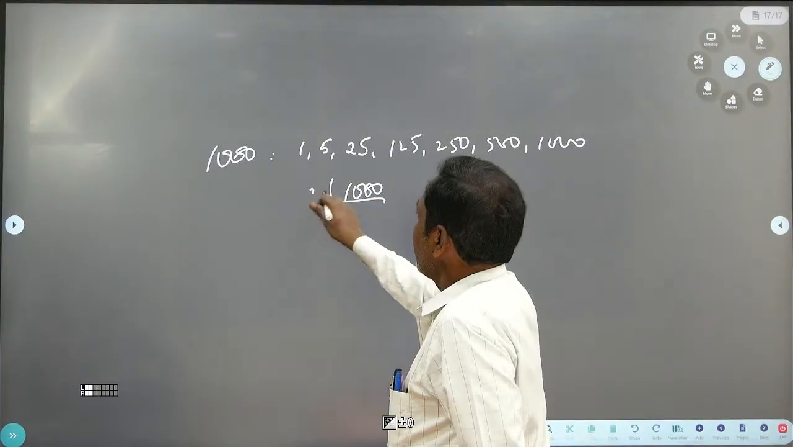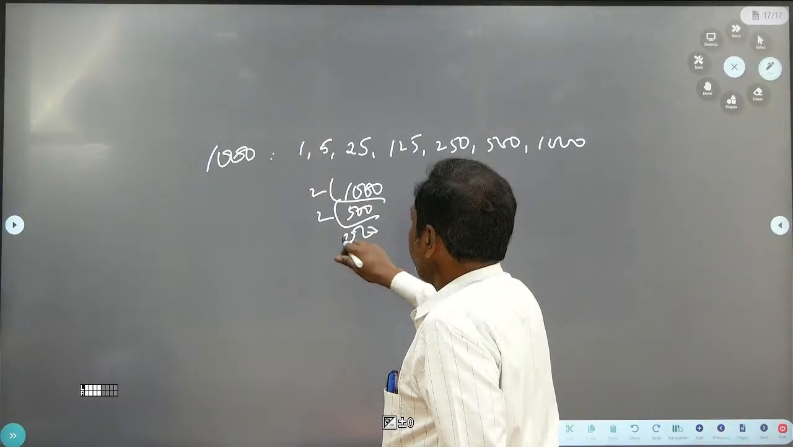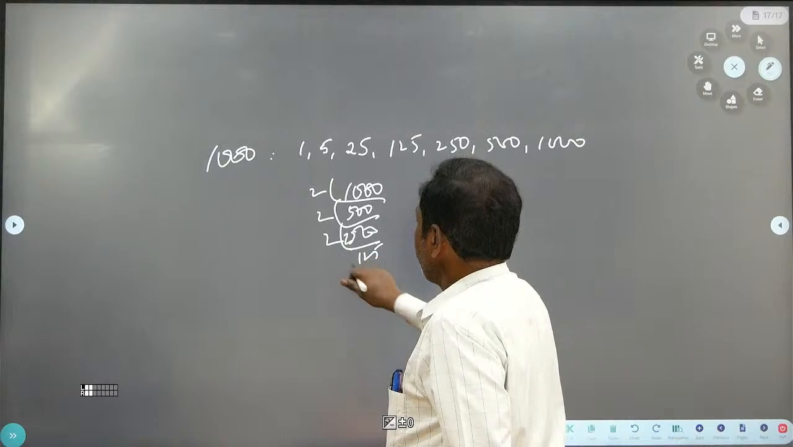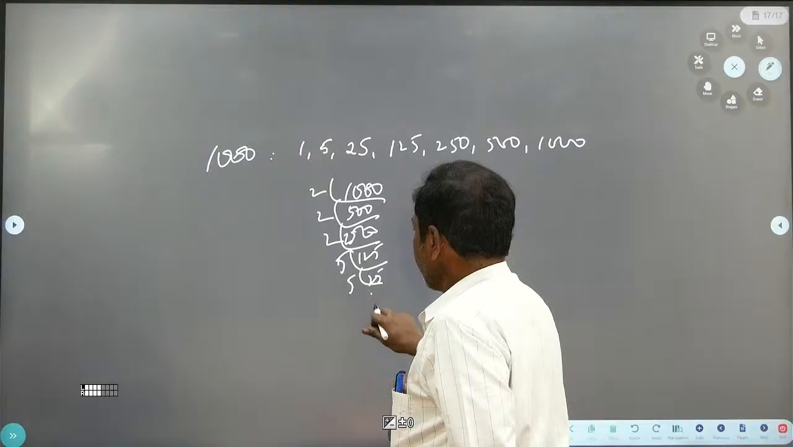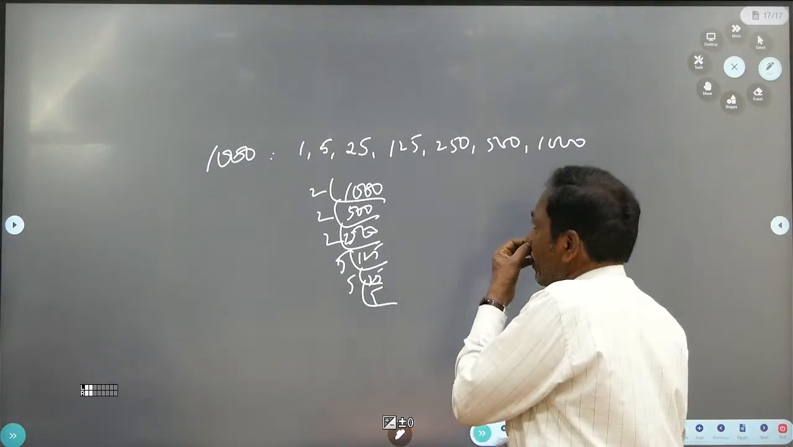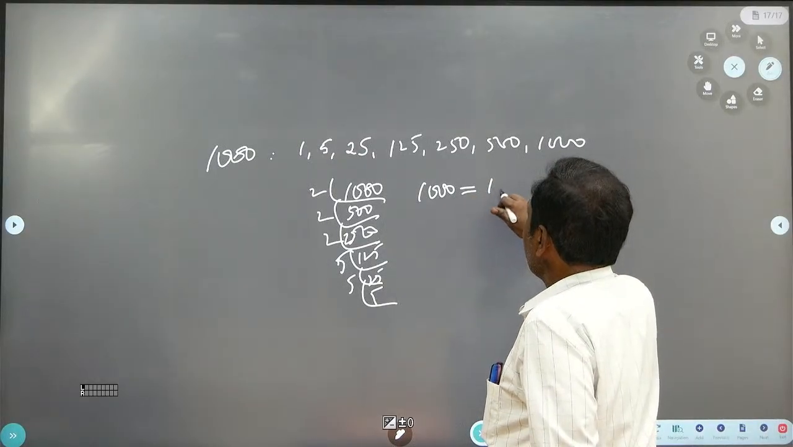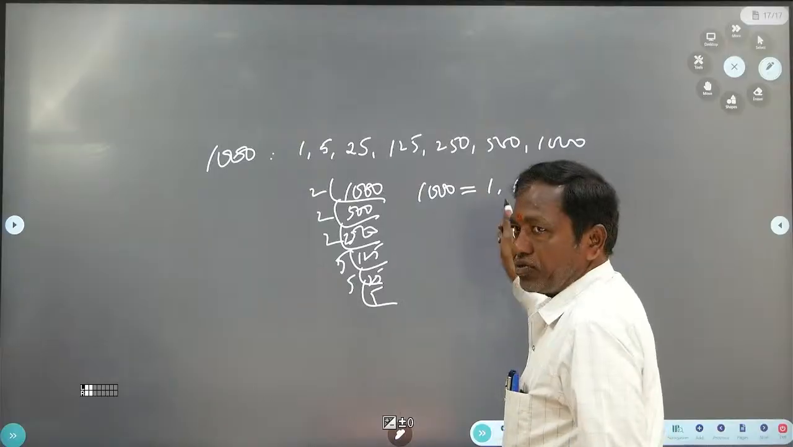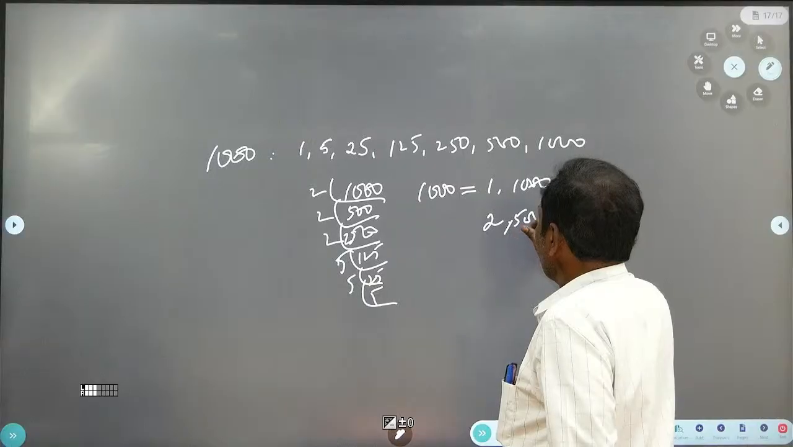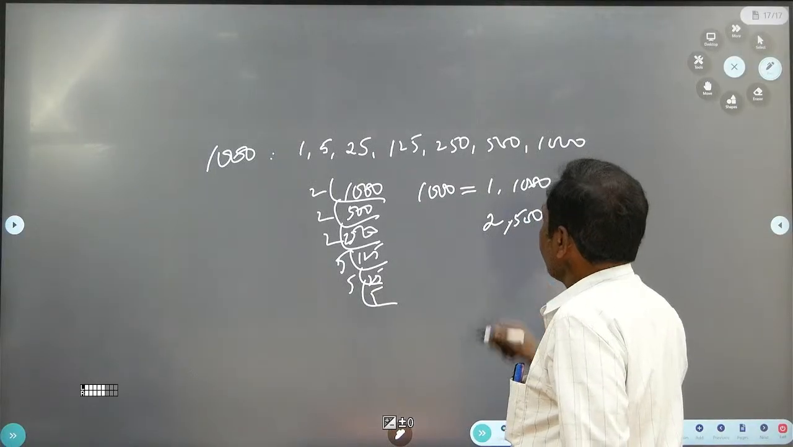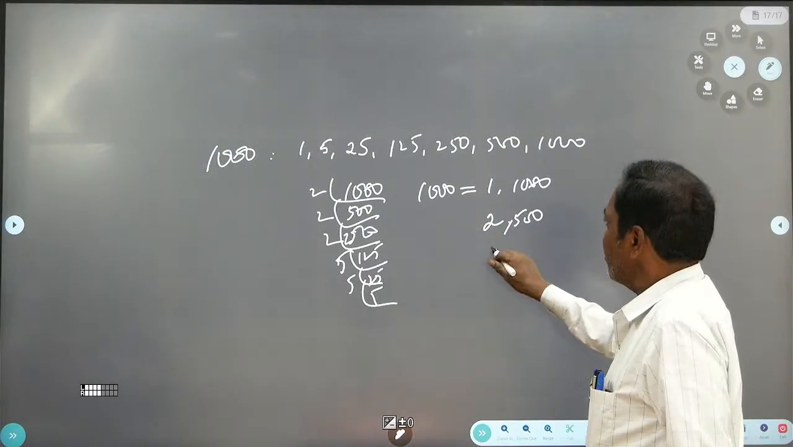Right. So 500, 250, 125, 5, 25, 5, again a 5. Okay, keep it aside. Now, if we take 1000 like this, 1 into 1000. If you take with the 2, 500. Again, 3 is not possible, 4 you can take. The last 2 digits are zeros, so 4 can be taken.